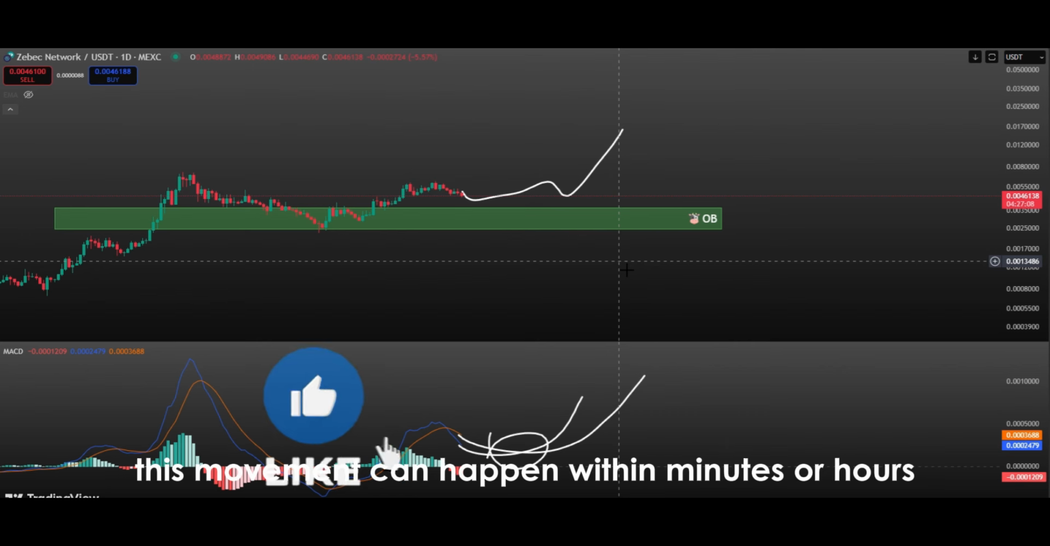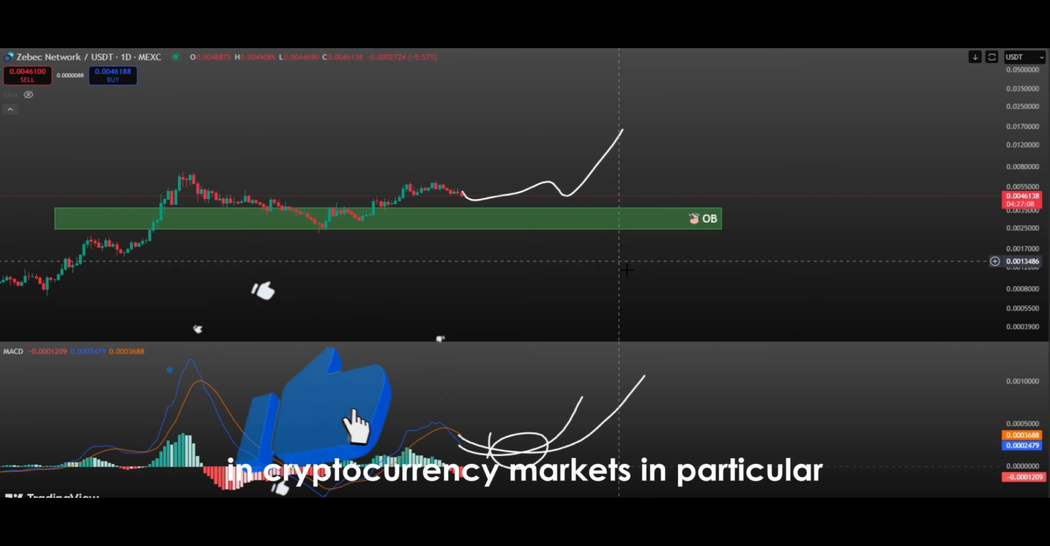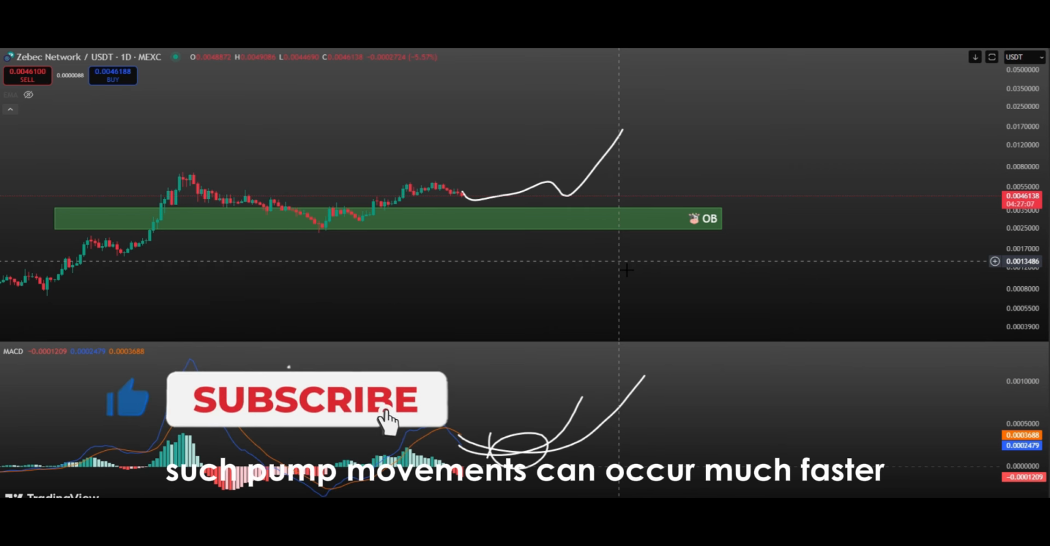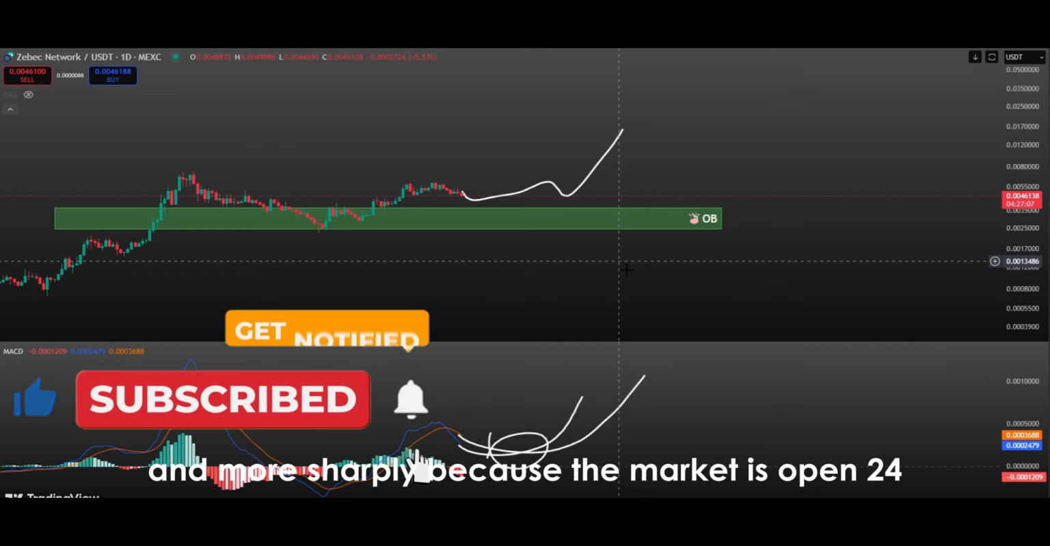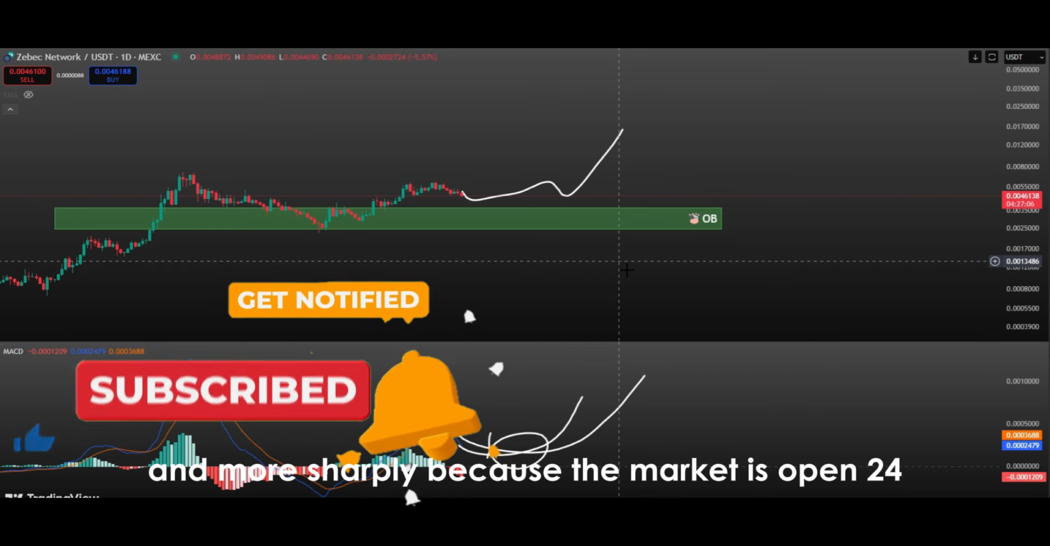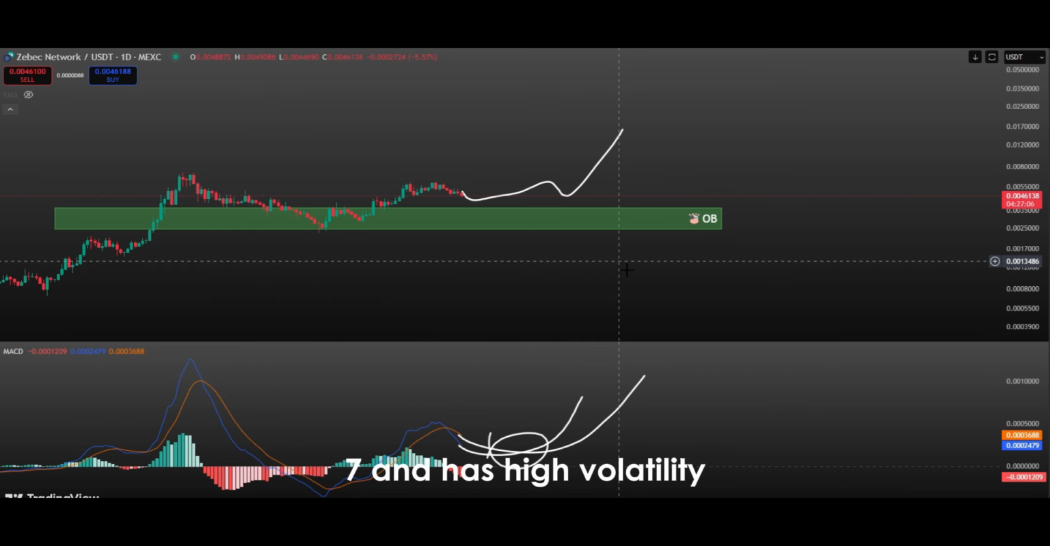This movement can happen within minutes or hours. In cryptocurrency markets in particular, such pump movements can occur much faster and more sharply because the market is open 24/7 and has high volatility.